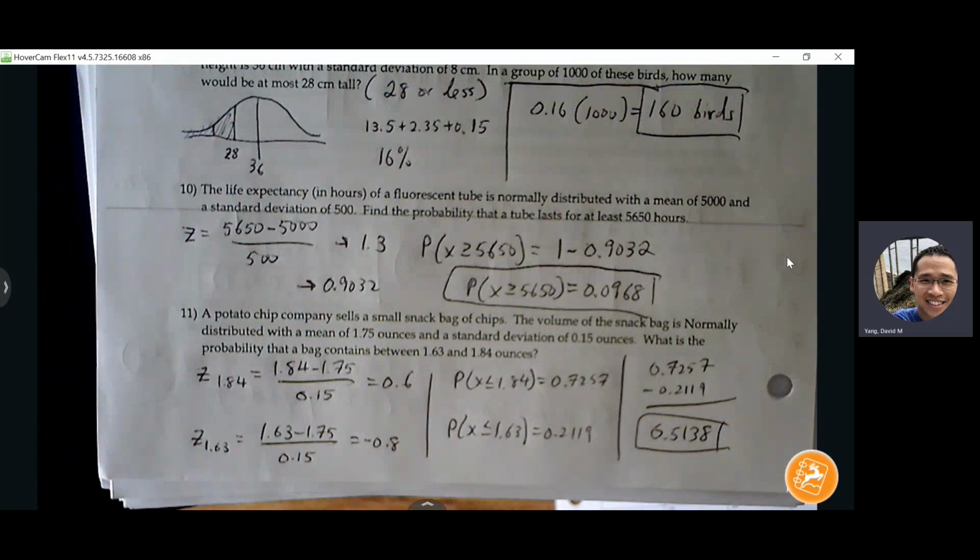Okay, so 10 and 11. Life expectancy in hours of a tube is normally distributed with a mean of 5,000. So we go through x minus x bar over sigma, convert it to the z-score, and get the z-score converted to probability. And then we see that this is more than, so if it's more than, we have to subtract from 1.